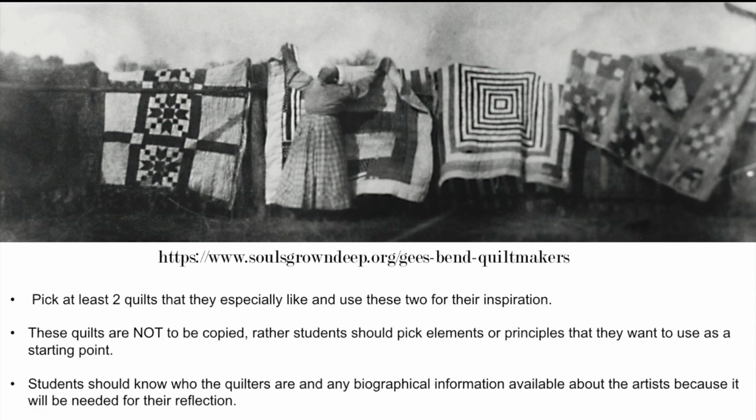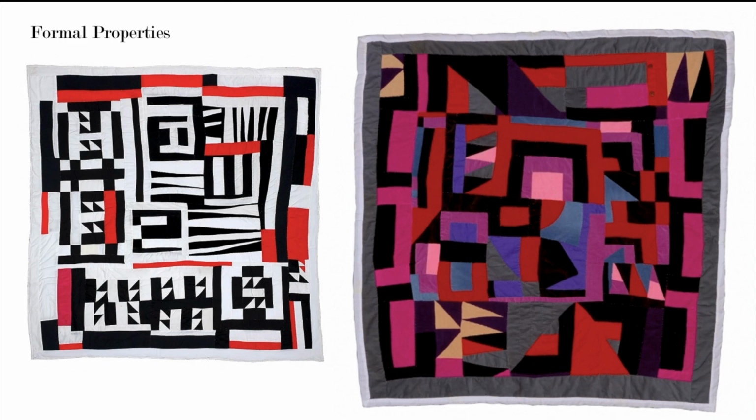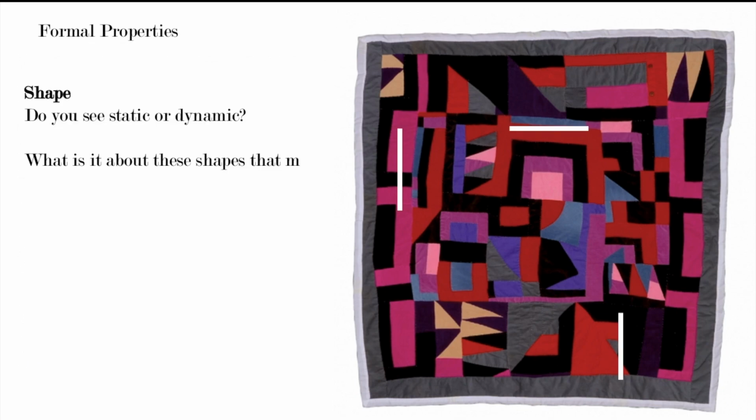your reflection. And before I send you off to that website, let's just talk about the formal properties of these quilts a little bit together so you kind of know what to look for. These are really powerful and bold designs. So let's think about them in terms of shape. We've talked a little bit about shape recently, specifically dynamic and static shapes. So what is it about the shapes in these quilts that makes them static or dynamic?